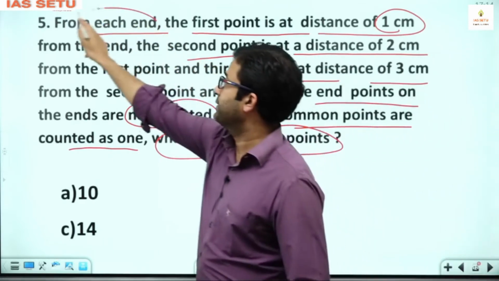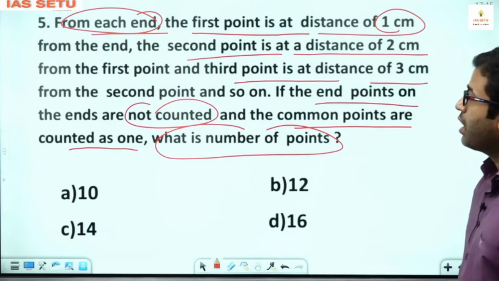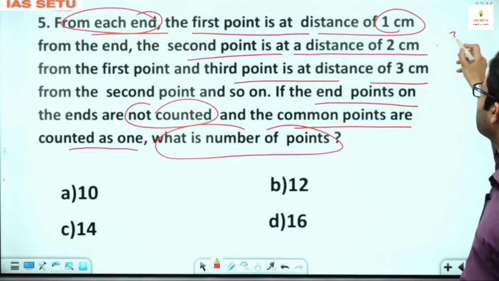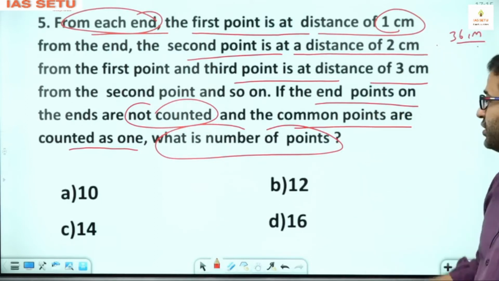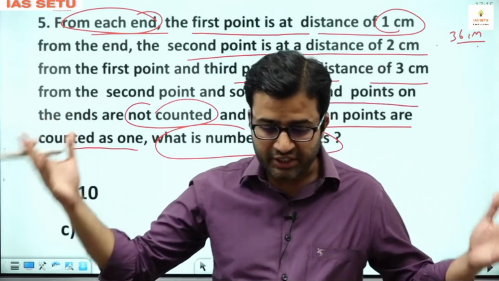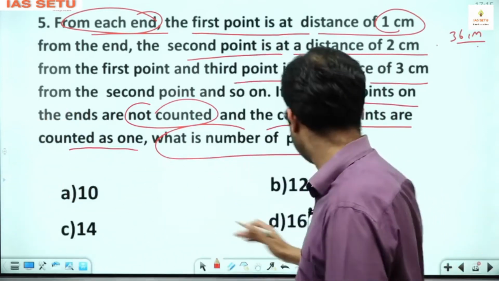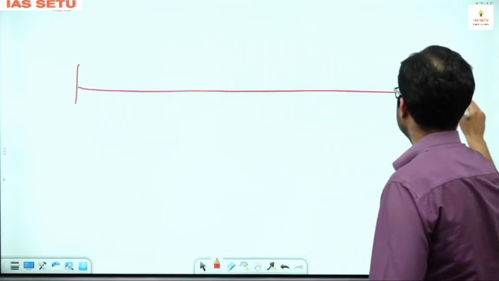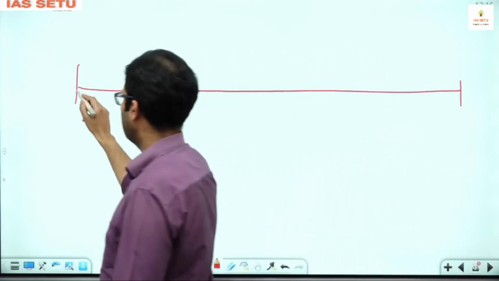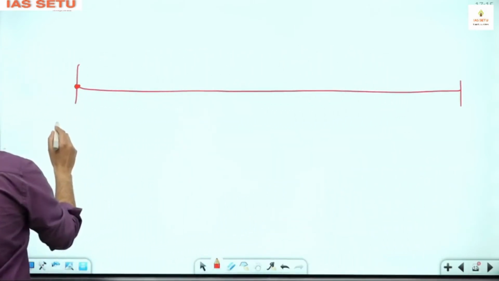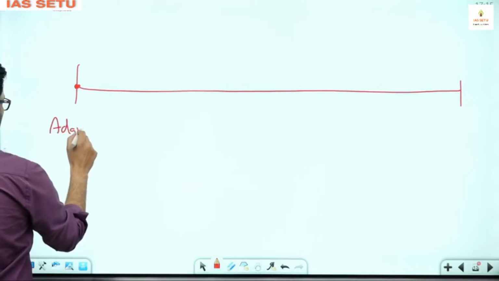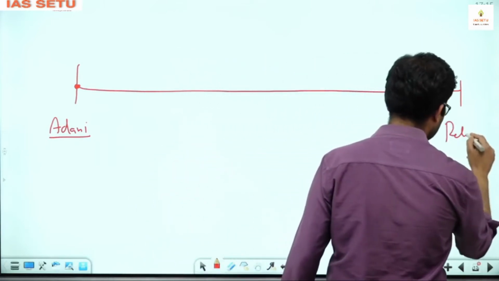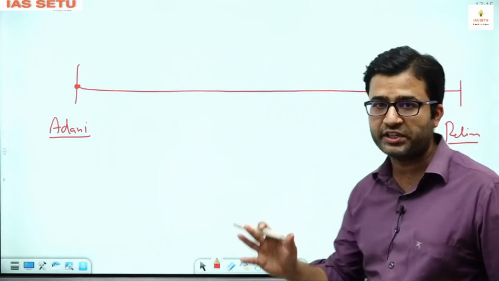From each end, there is something missing here. Like here, there are two ends which are 36 centimeters apart. In this question, the points are 36 centimeters apart. I tell you, just wait. These are two ends which are 36 centimeters apart. For example, this end we will call Adani. Don't take it otherwise. This one is Reliance. Okay, in the stadium.